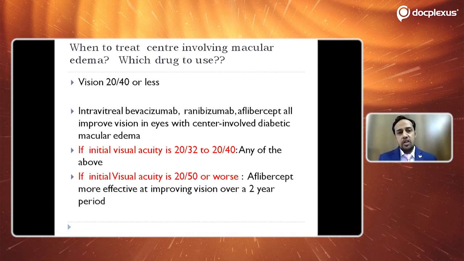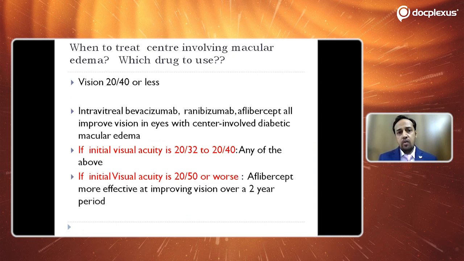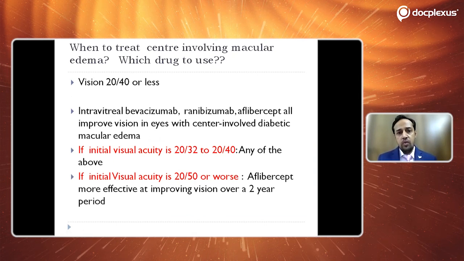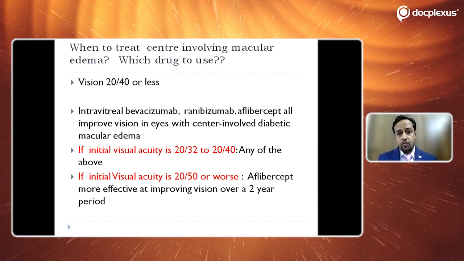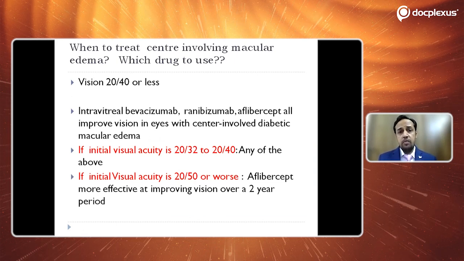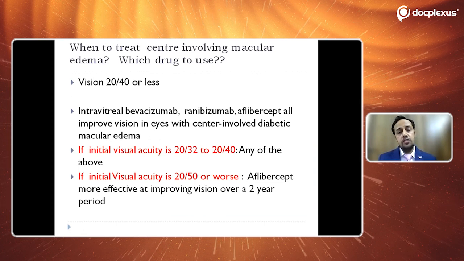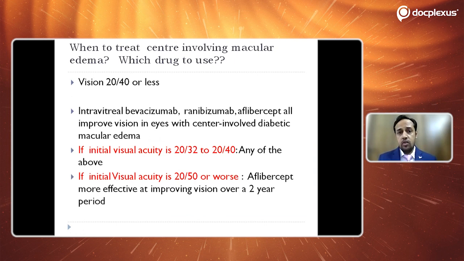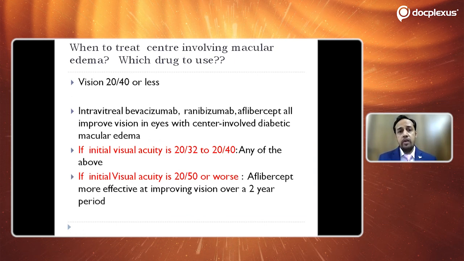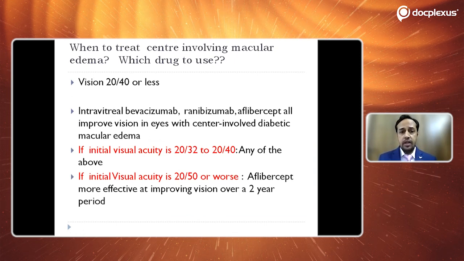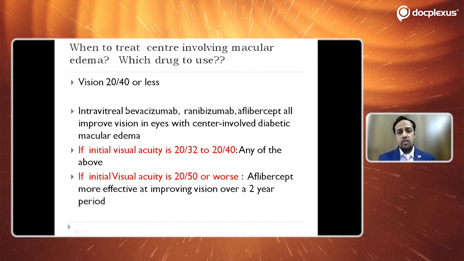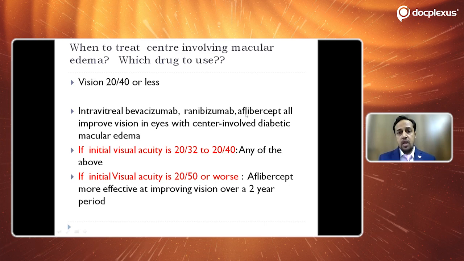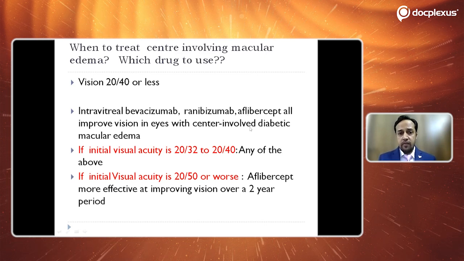So we have certain important questions. When to treat center involving macular edema and which drug to use? Usually when the vision is better than 20/40, we may observe the patients with macular edema. However, if the vision is 20/40 or less and the patient has a central involving macular edema, we do need to treat it. And the choice is between intravitreal injections like bevacizumab, ranibizumab, aflibercept. All these drugs are effective.